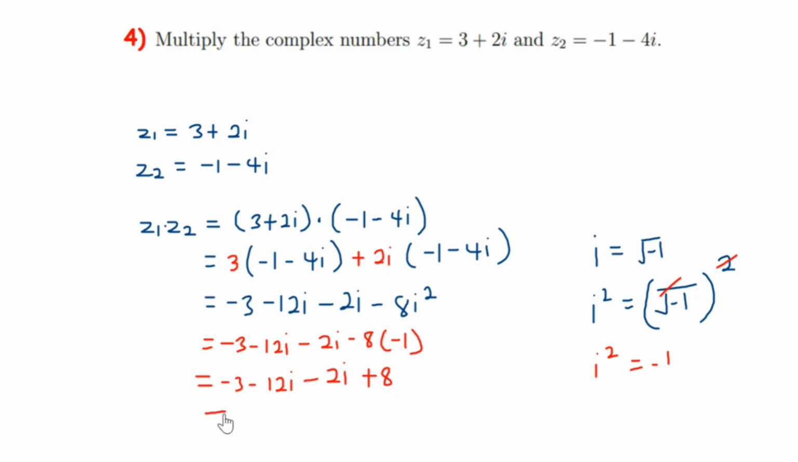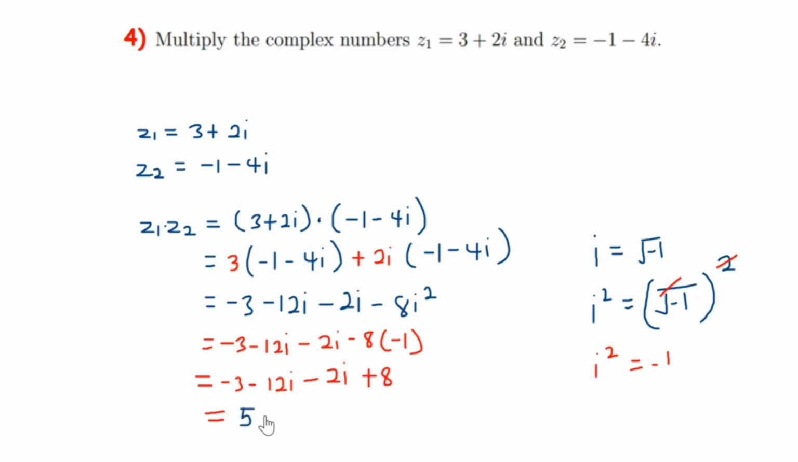Okay, so now let's simplify our side now. So that will be minus 3 plus 8. Okay, we are grouping the real terms and then the imaginary terms. So for the real terms, you have what? Minus 3 plus 8, so that will be 5.